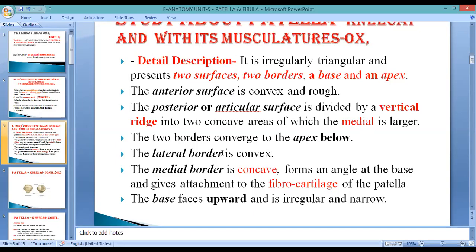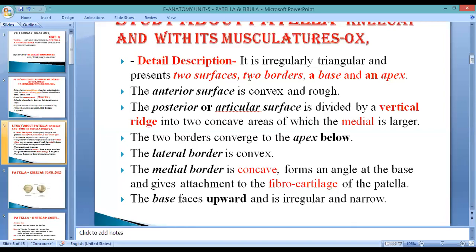Two borders, lateral and medial border. The lateral border faces towards the lateral side from base to the apex, and that is convex. The medial border faces towards the medial side and plays a major role in the attachment to the trochlea of the femur with the help of a fibrocartilaginous structure.